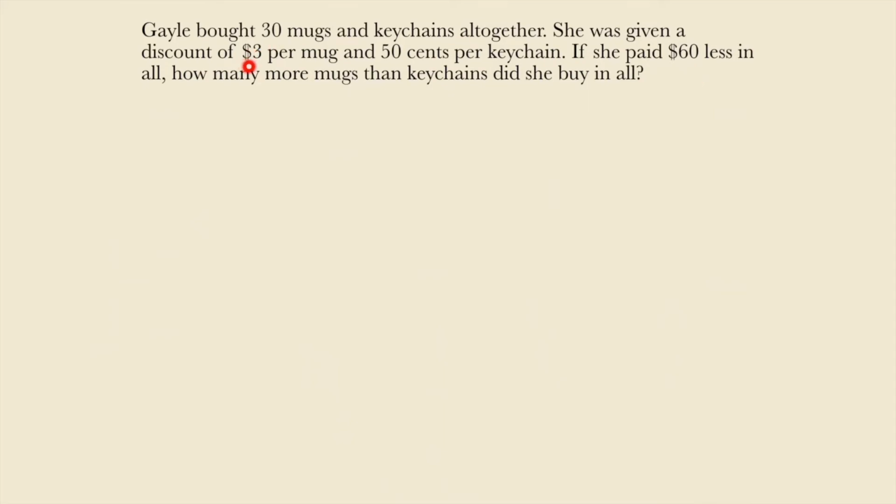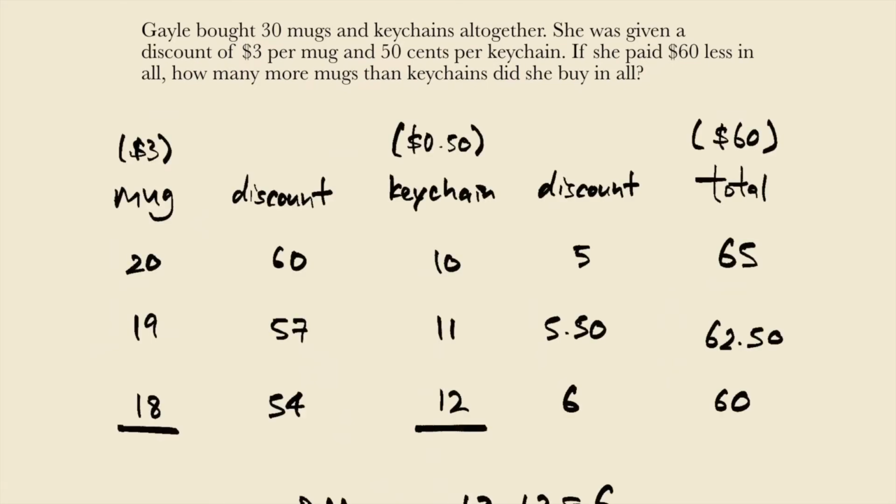So this is a discount of 300 cents each, discount of 50 cents each, total discount 6,000 cents. How many more mugs than keychains? So this right here requires special attention as well. So first, let's convert $60. Oh, in this case, I worked with dollars. Everything in dollars. So 50 cents, let's convert it to 0.5.